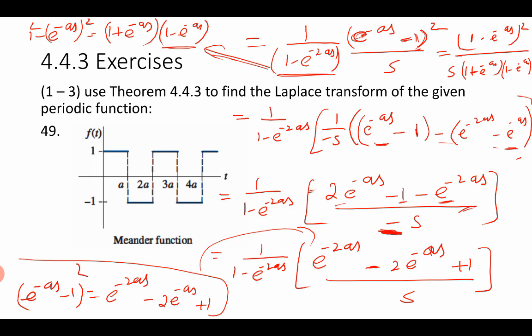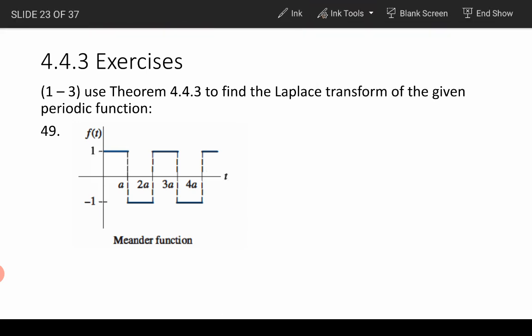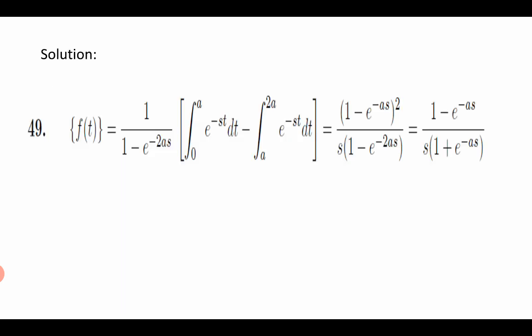(1 - e^(-s)) is of degree 2 in the numerator and degree 1 in the denominator, so one of them can be cancelled. So finally you will get (1 - e^(-s)) divided by s times (1 + e^(-s)). That's the end of the problem. That's a given here, right?